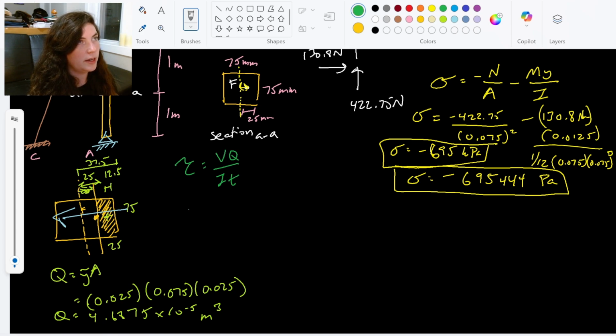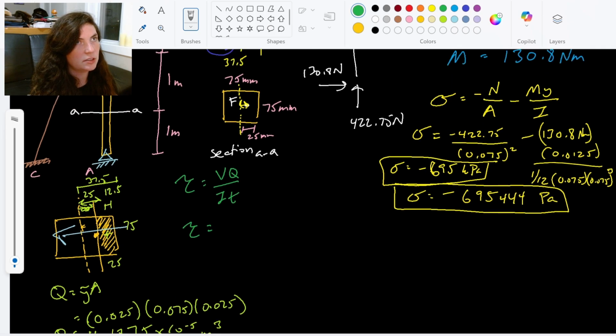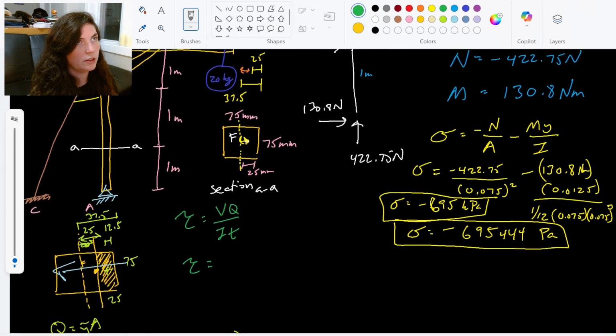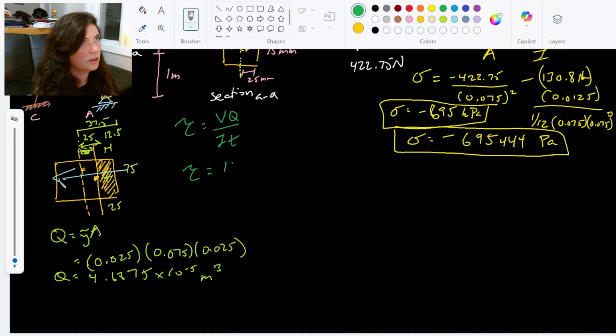And now I think I'm ready to plug everything into the shear stress equation. He's the only guy. I don't need to worry about signs. It's the only shear that's happening here. So he's going to be, what did we find for that V? 130.8. 130.8 newtons times the Q value we just found.